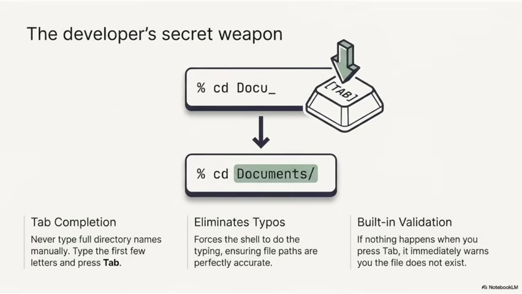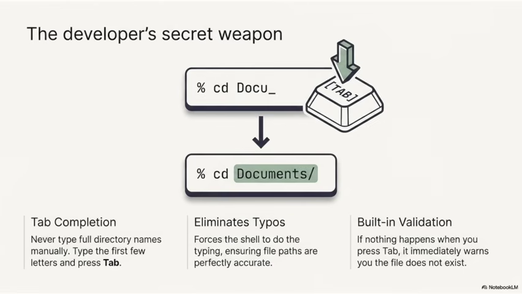Tab completion is a developer's secret weapon. It eliminates typos and saves time by having the shell complete file and directory names automatically. Type the first few letters of a directory or file name and press tab. The shell fills in the rest. For example, cd docu plus tab becomes cd documents.